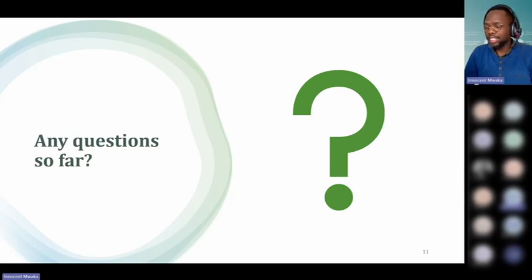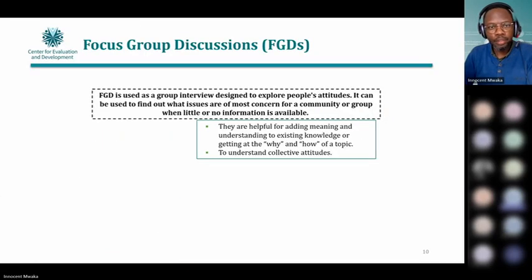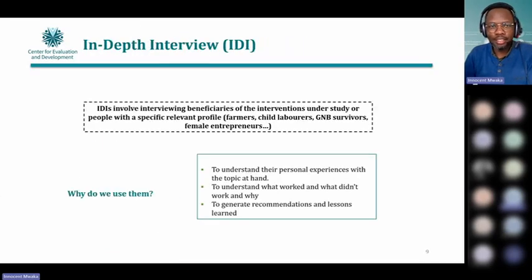Yeah, Innocent. Yes, please. This is Bon again. Okay, hi. On the methods that you highlighted, if you talked about interviews, which I think is key informant interview, and the IDI, what could be the difference between the key informant interview and the IDIs?